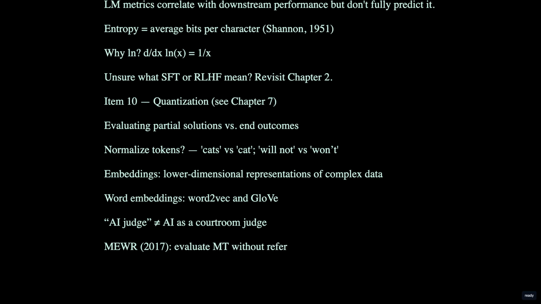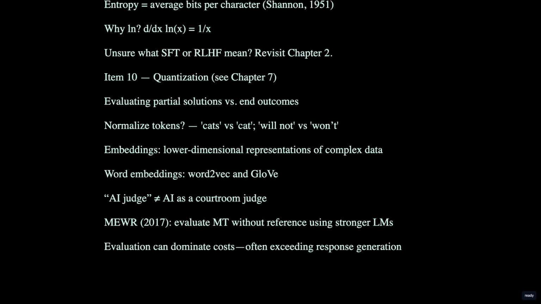In 2017, I presented MEWR at a NeurIPS workshop, a method to evaluate machine translation automatically without reference text by leveraging stronger language models. I didn't pursue it further, but the idea showed that powerful LLMs could serve as automatic evaluators instead of relying only on human-written references.